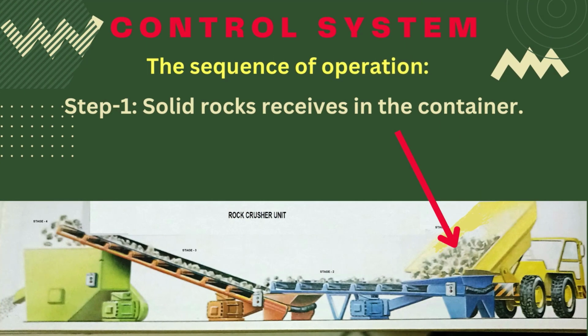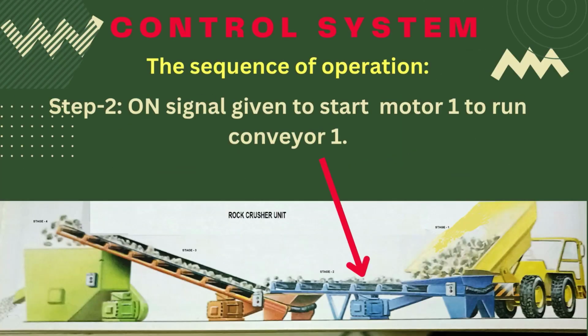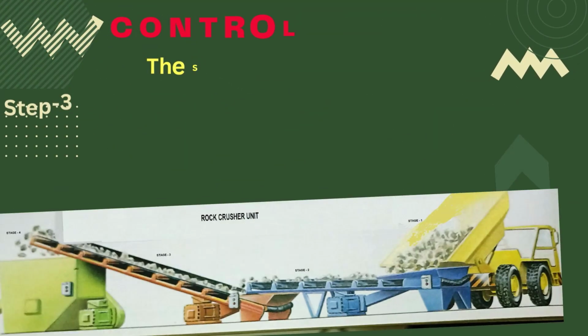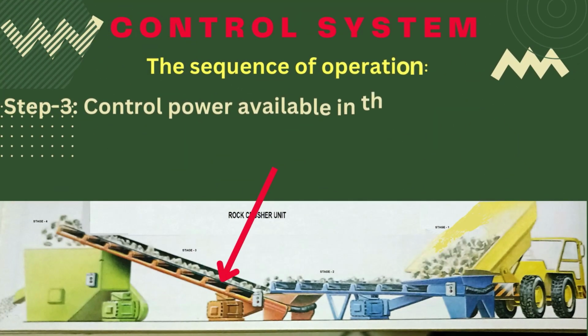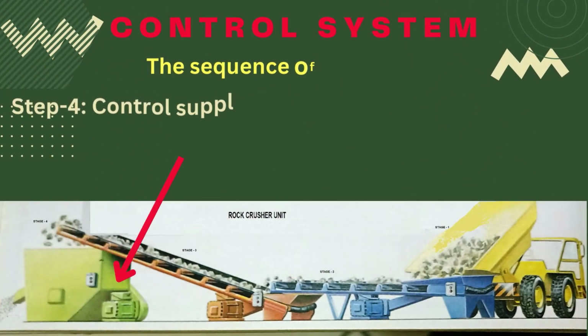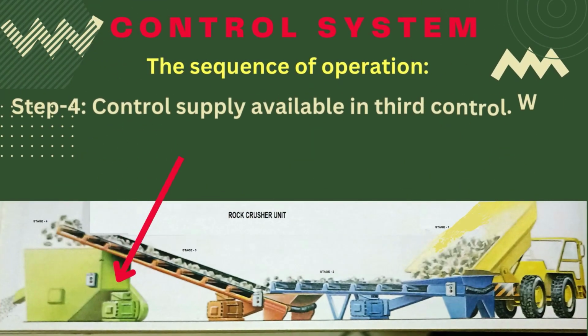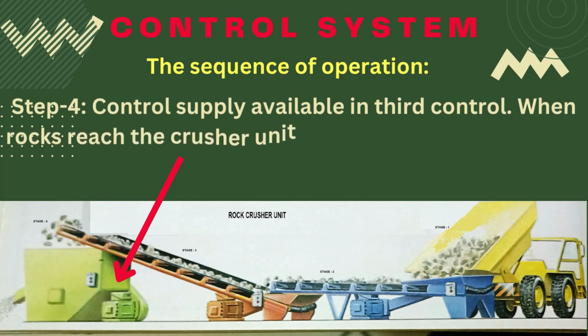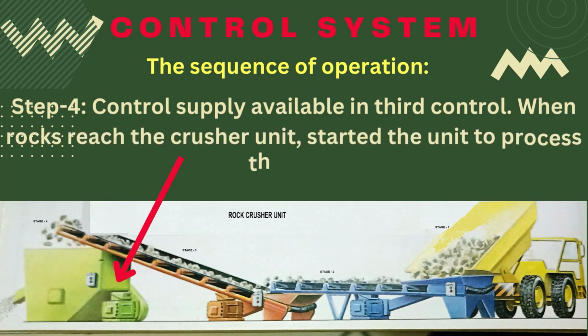The sequence of operation. Step 1. Solid rocks receives in the container. Step 2. On signal given 2, start motor 1 to run conveyor 1. Step 3. Control power available in the second control to start conveyor 2 to move the rocks. Step 4. Control supply available in third control. When rocks reach the crusher unit, started the unit to process the rock.